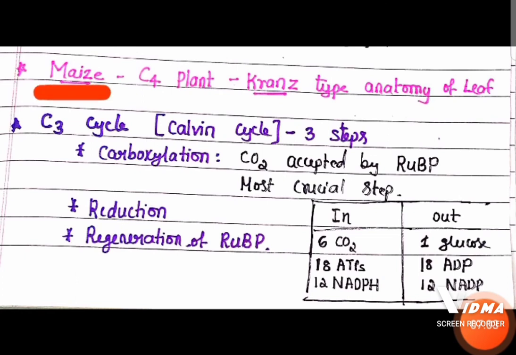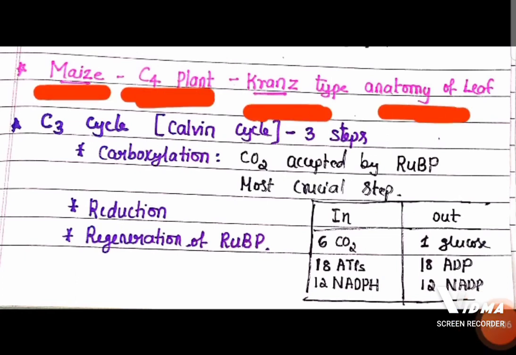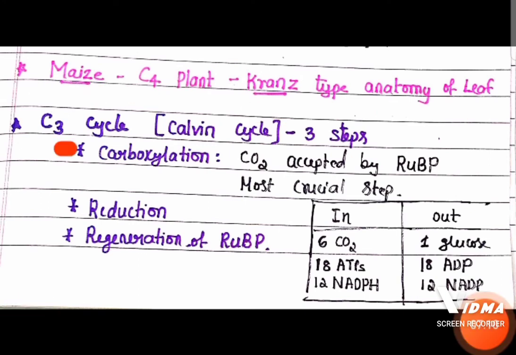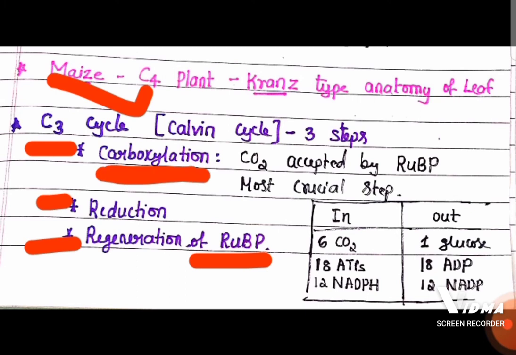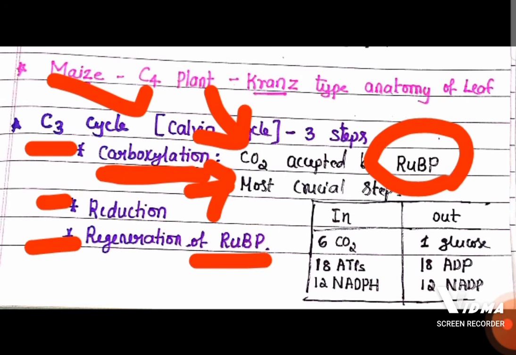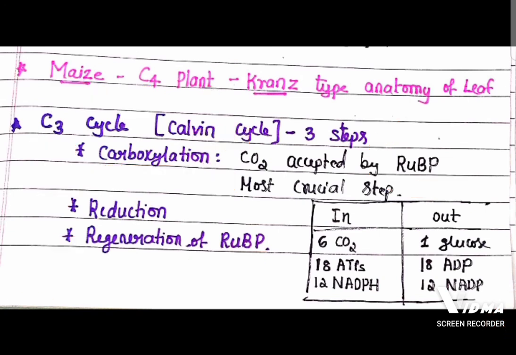Then maize is one of the best examples of a C4 plant. It shows Kranz anatomy in the leaf. And remember, the C3 cycle, which is also called the Calvin cycle, has 3 important steps. First is carboxylation, then reduction, and last is regeneration of ribulose bisphosphate. In carboxylation, which is considered the most crucial step, the carbon dioxide is accepted by ribulose bisphosphate. And in the last step, that ribulose bisphosphate regenerates to continue another Calvin cycle.